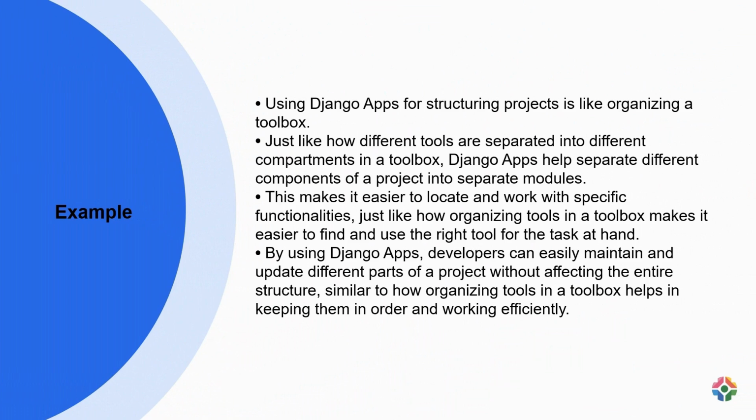Using Django apps for structuring projects is like organizing a toolbox. Just like how different tools are separated into different compartments in a toolbox, Django apps help separate different components of a project into separate modules. This makes it easier to locate and work with specific functionalities, just like how organizing tools in a toolbox makes it easier to find and use the right tool for the task at hand. By using Django Apps, developers can easily maintain and update different parts of a project without affecting the entire structure, similar to how organizing tools in a toolbox helps in keeping them in order and working efficiently.